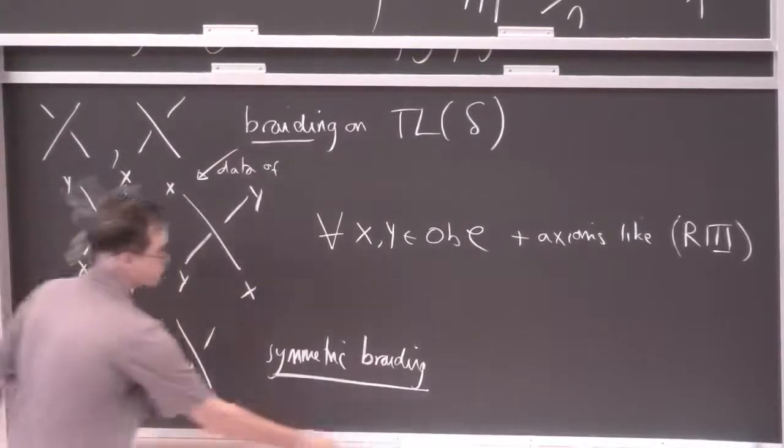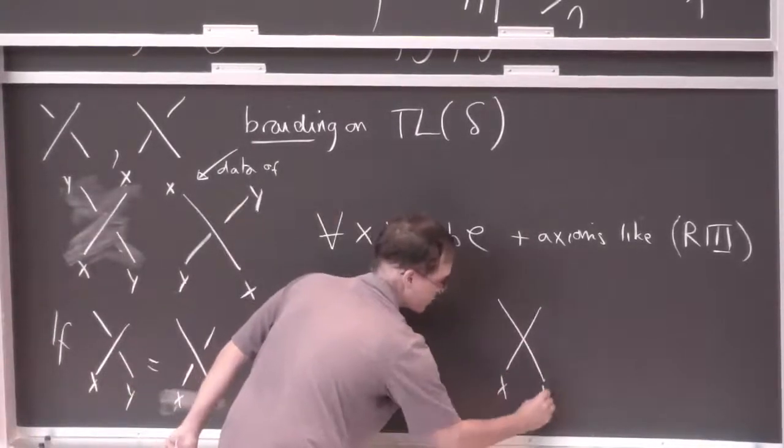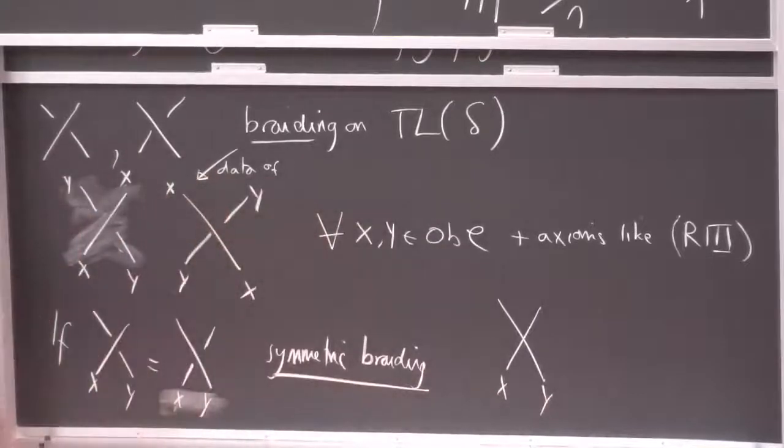In this case, you would normally just draw it like this because there would be no reason to distinguish the map and its inverse with the crossing. You all know one example of a symmetric monoidal category, vector spaces: there's the tensor flip from V tensor W to W tensor V. That's a symmetric braiding.